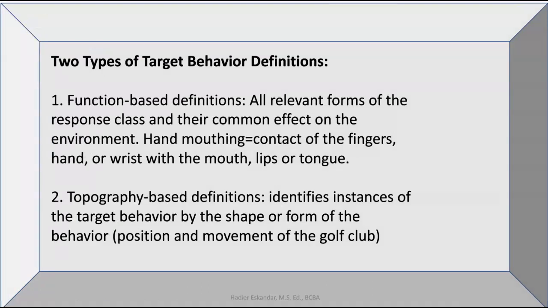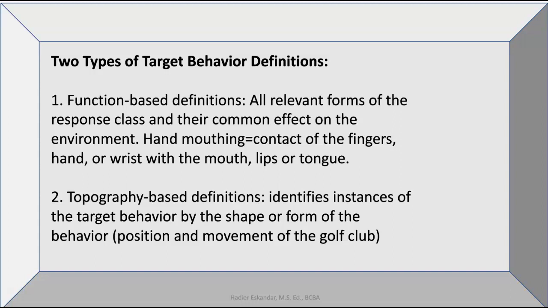There are two types of target behavior definitions: function-based and topography-based definitions. Function-based definitions cover all relevant forms of a response class and their common effect on the environment. For example, hand-mouthing would be contact of the fingers, hand, or wrist with the mouth, lips, or tongue.